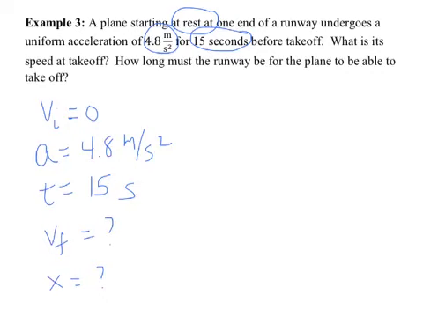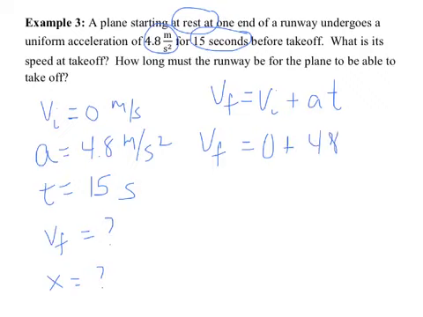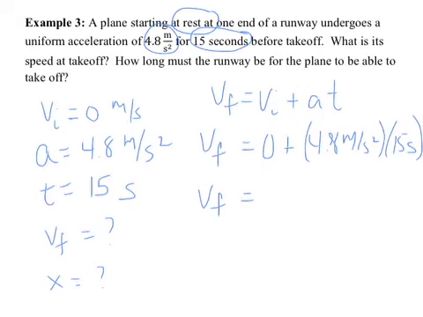So in this problem, it's actually quite simple. We've got these first three pieces of information here. We want to find VF, start with VI plus AT. Well, VF is going to be 0 plus 4.8 meters per second squared times 15 seconds. It's going to give me a final velocity in this problem of 72 meters per second.